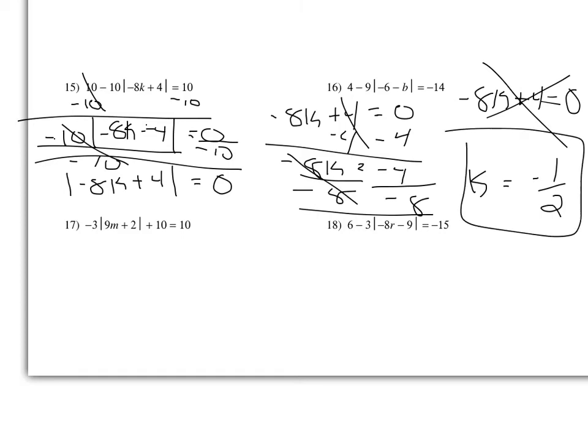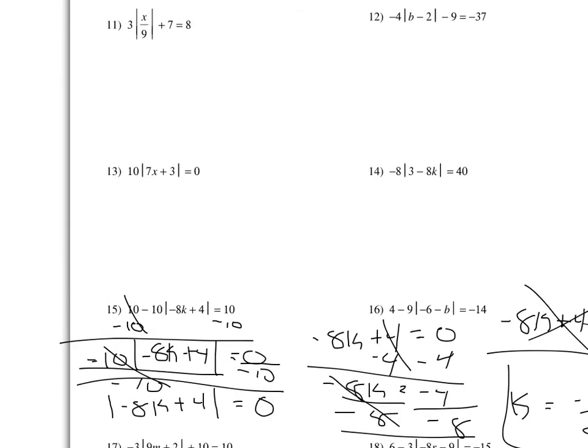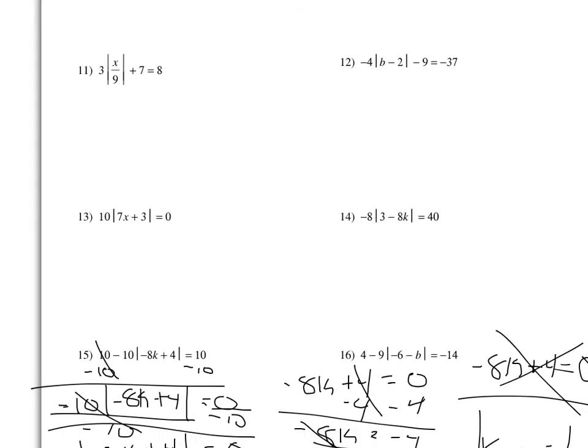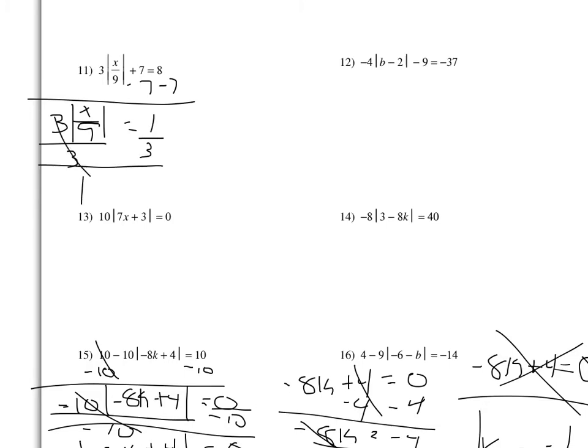Let's look at two more examples here. Now I'm going to move up. Let's look at number 11. Alright, to solve 11, the first thing we have to do is subtract a 7. So we'll have 3 absolute value of x over 9 equals 1. Divide by 3. Absolute value of x over 9 equals 1/3.